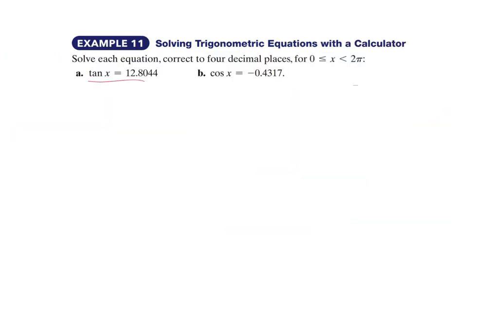Okay, example 11. We need to talk about these types of problems using the calculator. What we're going to do is we're going to find the inverse tangent. So x equals the inverse tangent of 12.8044, and that equals 1.4929. Okay. However, we're looking for all the solutions between 0 and 2 pi. This is one of them. Is there another?